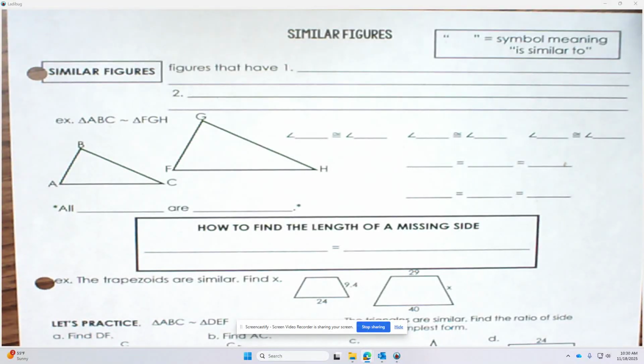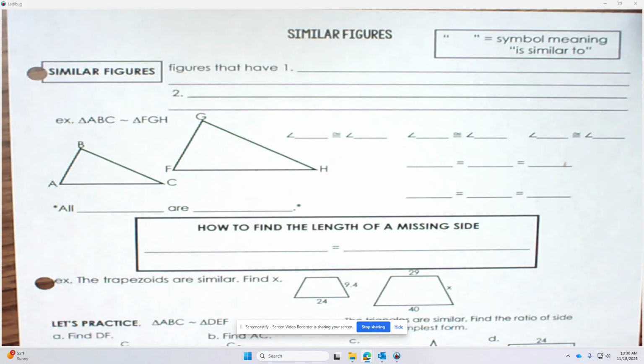Alright, today we are going to talk about similar figures. We're going to start with similar triangles as our example and then work our way through. Please pay attention, take really good notes, and make sure that you are not skipping over things, because this is going to set us up for what we're doing for the rest of the unit.